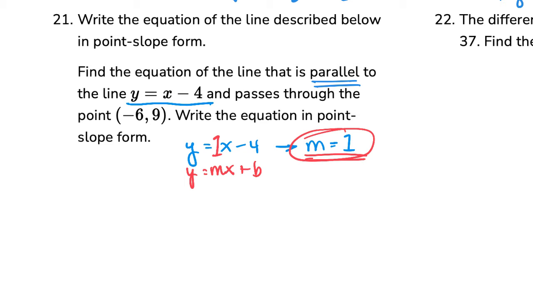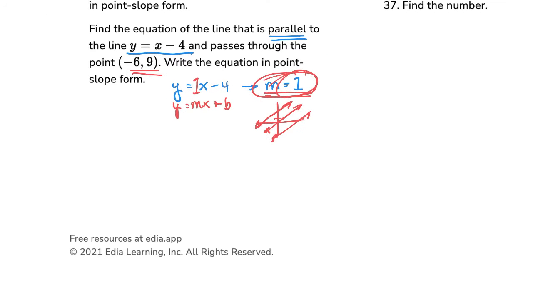So I have to use the same slope. Think about a slope of 1. It goes up 1 over 1. If I'm going to be parallel, I have to go exactly up 1 over 1 as well. So I know I've got to use this slope to be parallel, and then I've got to go through this point. We have a point-slope equation. They gave us a point and a slope.